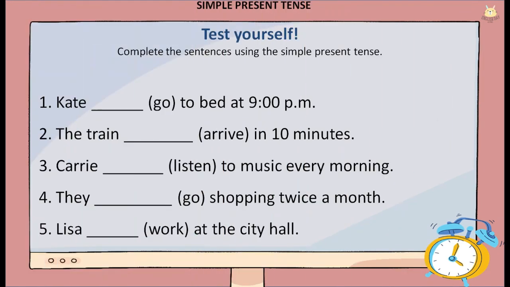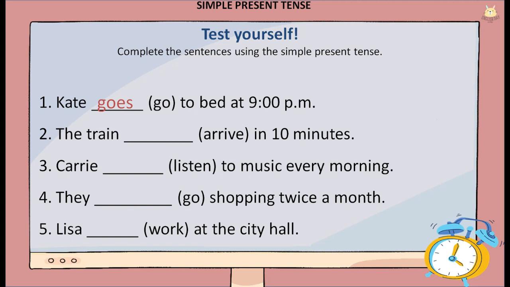Now let's test ourselves. All we have to do is to complete the sentences using the simple present tense. Let's have the first one. Kate blank to bed at 9 p.m. If you answered goes, then you are correct. Kate is singular, therefore we need a singular verb.